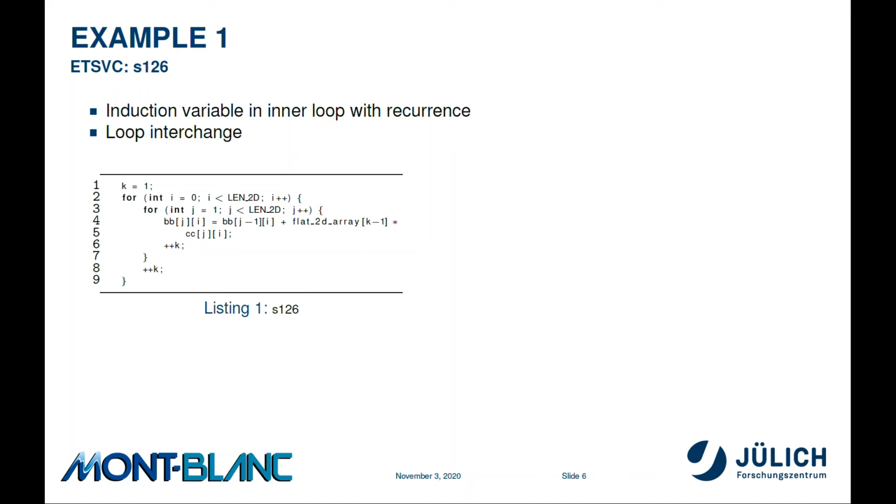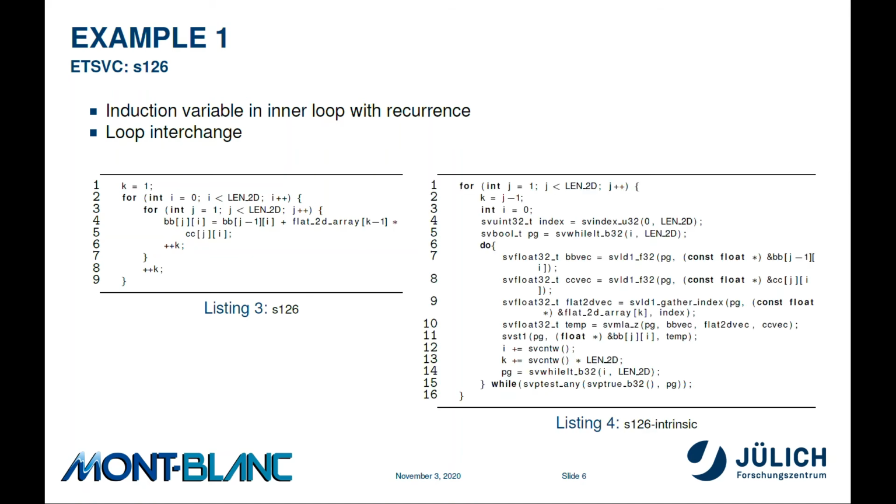On the right side, you can see how this loop can be vectorized using intrinsic functions. In this particular case, we exchange the order of loops and use SVE gather load. This way, we can perform vectorization on elements which are not in contiguous locations in memory. The optimized version of the loop performed up to 8 times faster than code generated by the compiler.